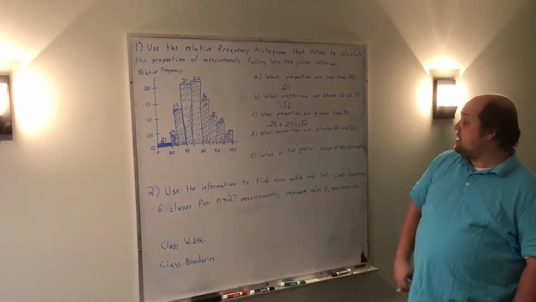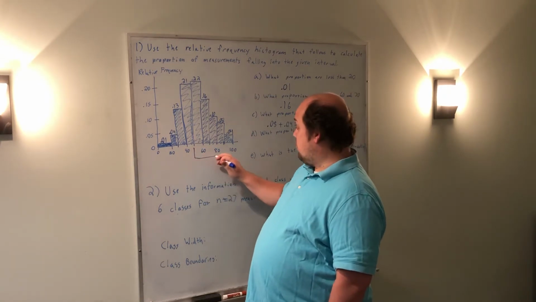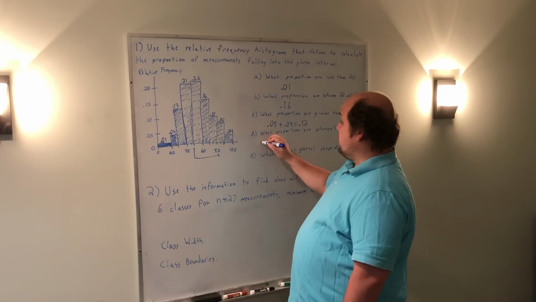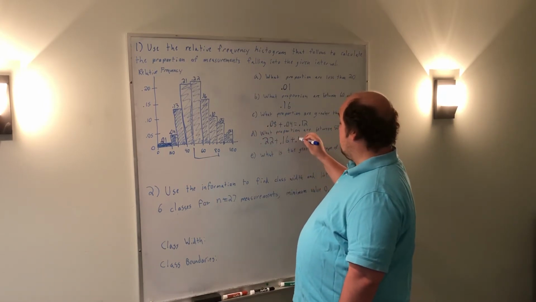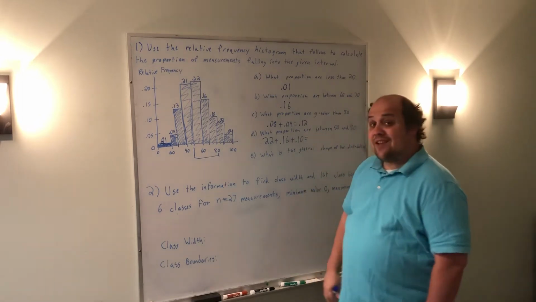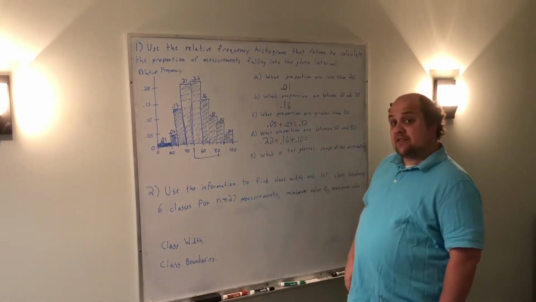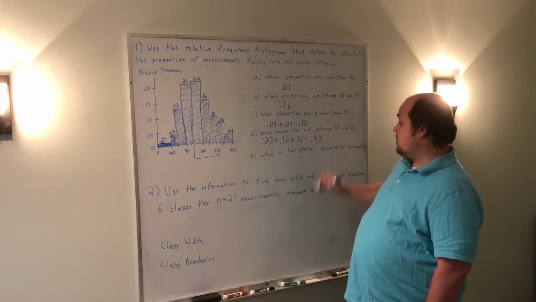For part D, I asked what proportion are between 50 and 80. So 50 and 80 would include all three of these bars. The first bar is 0.22. The second bar is 0.16, and the third bar is 0.10. If I add all three of these together, 0.22 plus 0.16 gives me 0.38, plus 0.10 gives me 0.48.